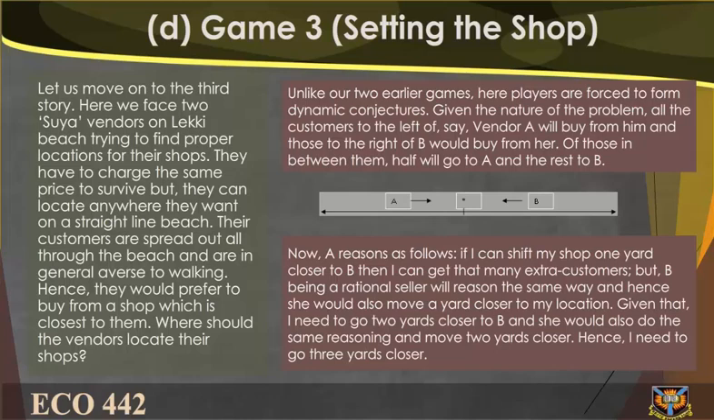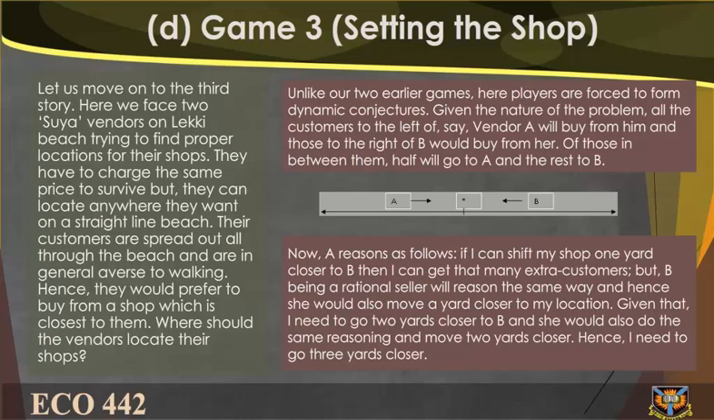D. Game 3. Setting the shop. Let us move on to the third story. Here we face two suya vendors on Lekki Beach trying to find proper locations for their shops. They have to charge the same price to survive, but they can locate anywhere they want on a straight line beach. Their customers are spread out all through the beach and are in general averse to walking. Hence, they would prefer to buy from a shop which is closest to them. Where should the vendors locate their shops?